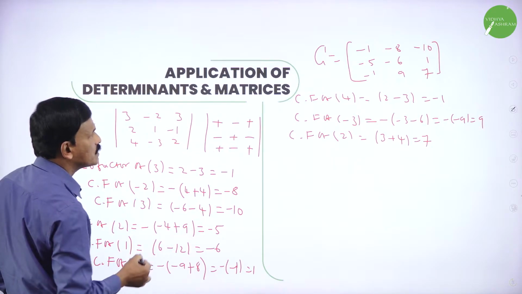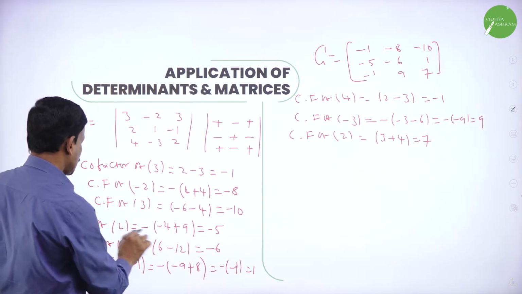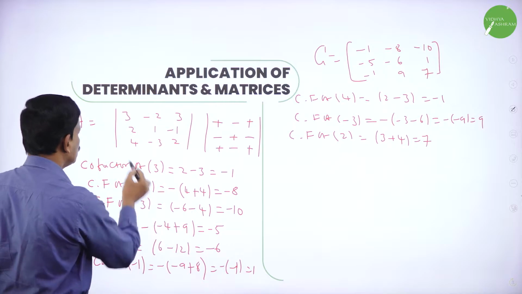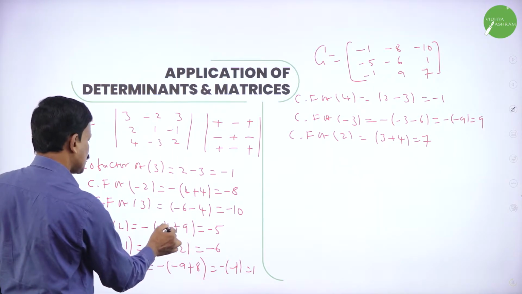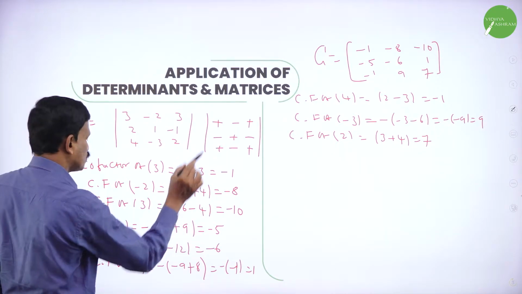So in the first row: minus 1, minus 8, minus 10, correct. Second row, cofactor of 2, it is negative. This row and column is gone, 2 2s are 4, minus into minus plus, 9 minus 4 is 5, this negative sign out, minus.